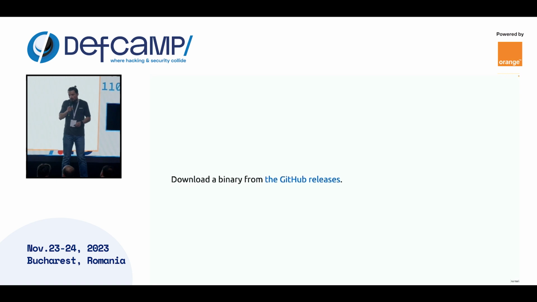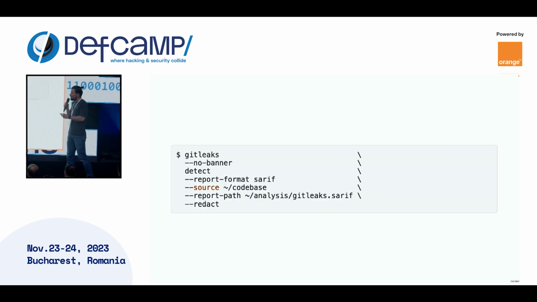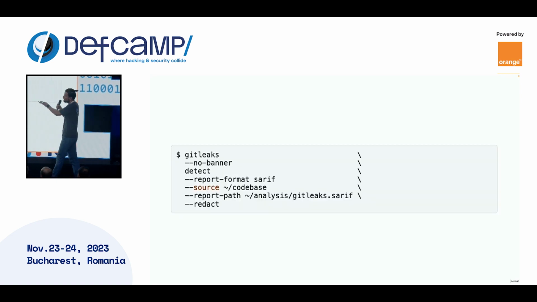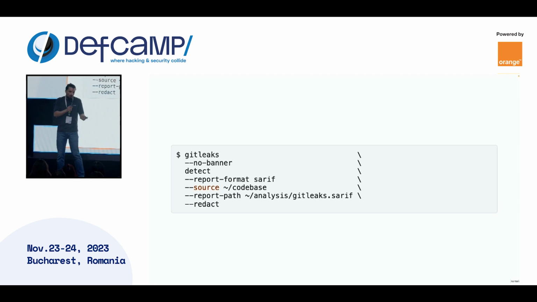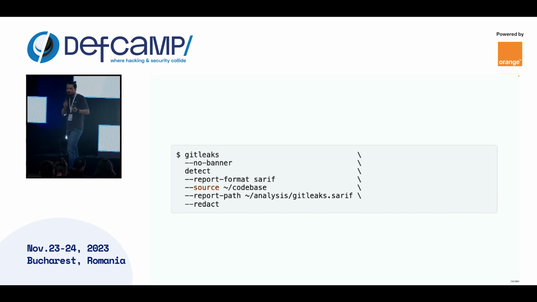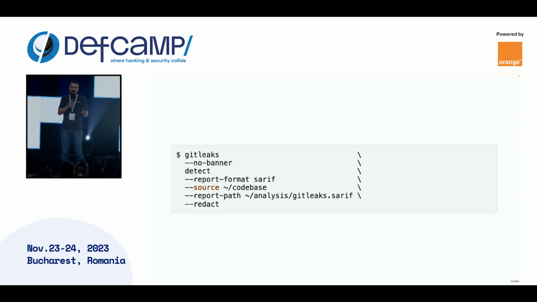You only download the binary from GitHub releases. You run this command, namely, hey Gitleaks, don't show me the banner, detect all the secrets which are embedded in the code, generate me the report in the SARIF format, consider this code base, which is specified by --source, store the report into that specific path, and after that redact the secrets. Namely, when generating the warnings, don't place the secrets in plain text, but replace them with a redacted string, for example.